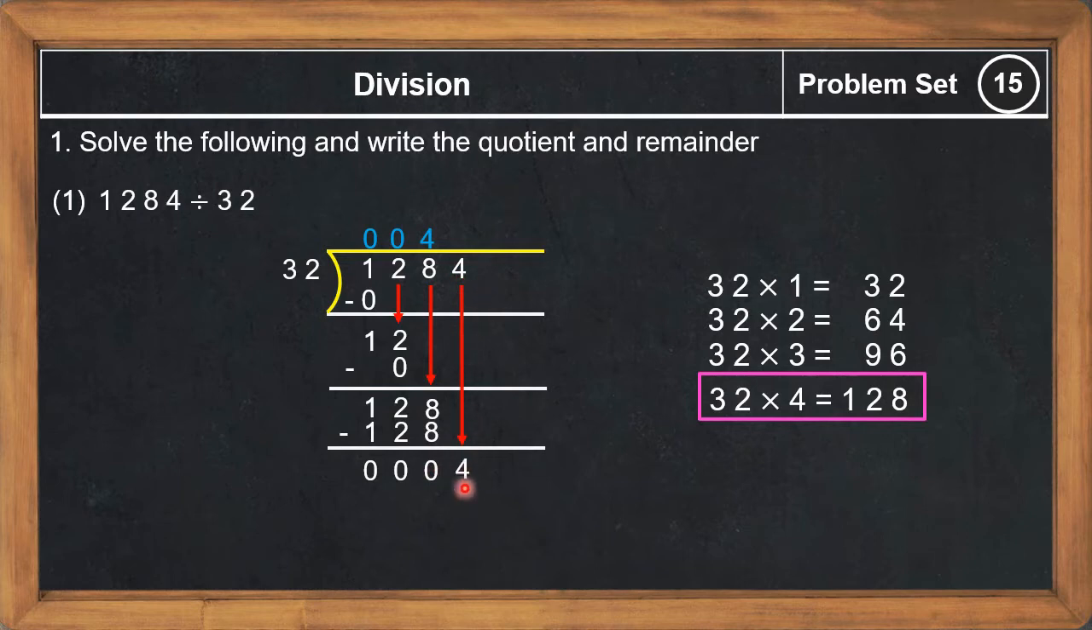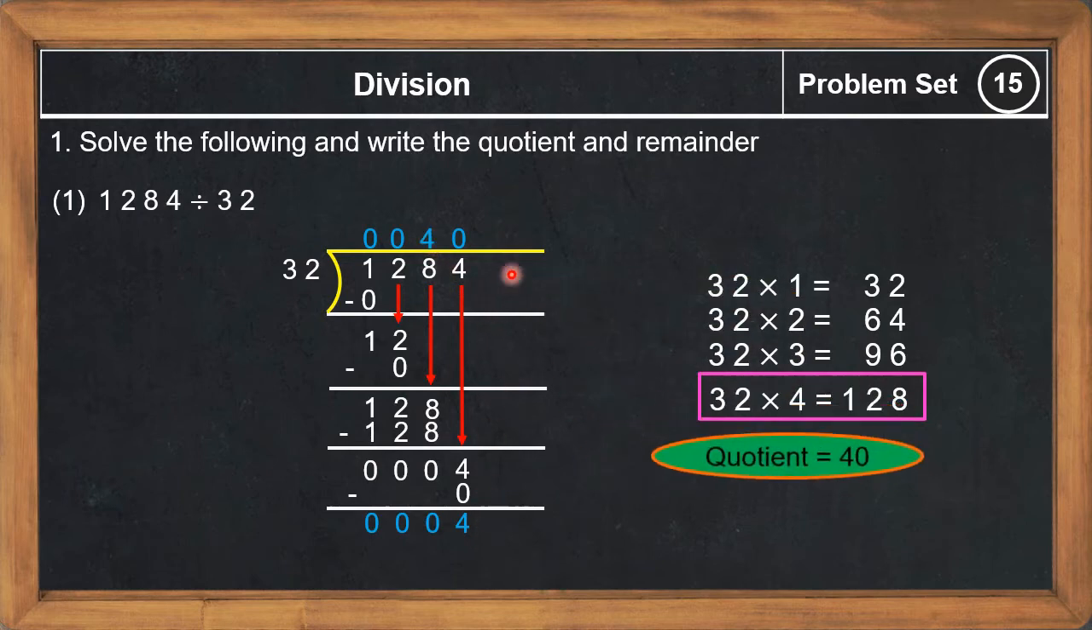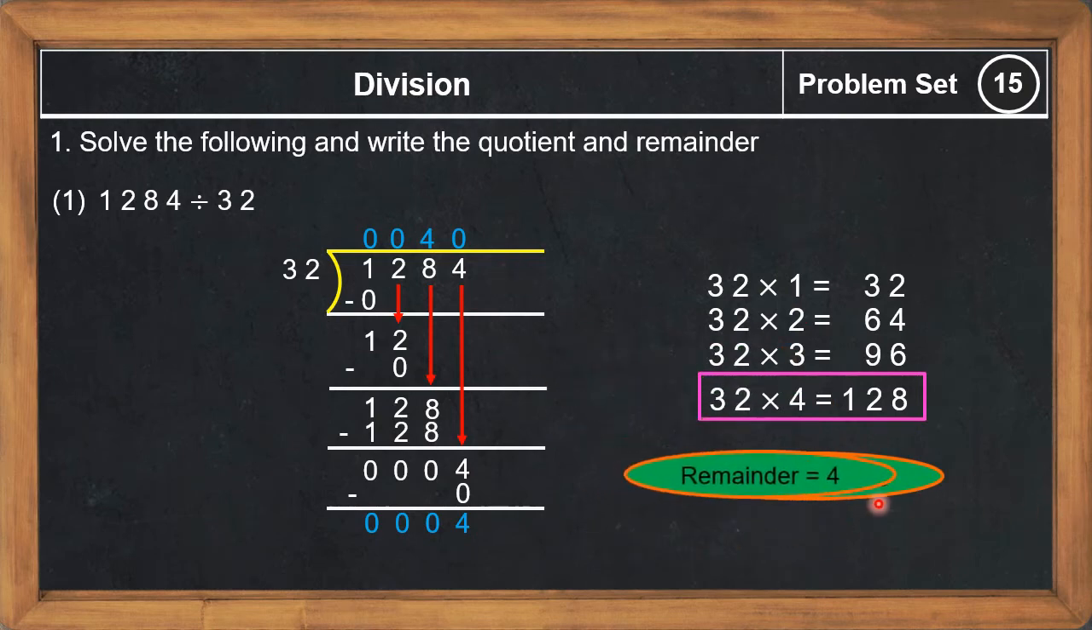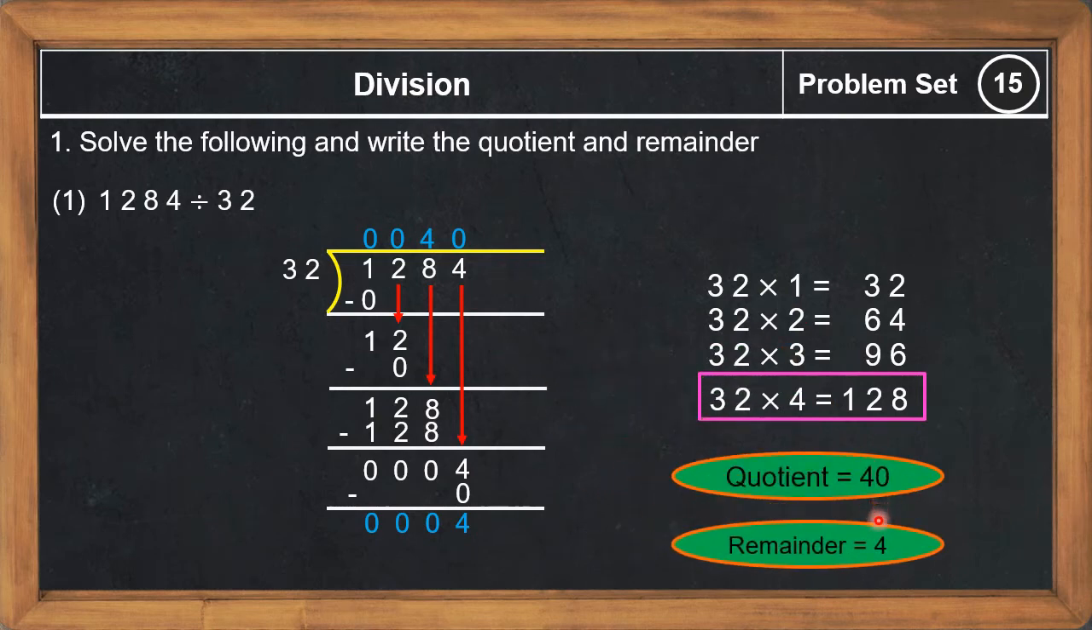Now the next step is to bring down the next digit in the dividend, that is 4. Now 4 is smaller than the divisor 32. So we write 0 in the quotient and we subtract 0 from 4, which is equal to 4. As there are no digits to bring down in the dividend, we have finished our division. So we get 40 as the quotient and 4 as the remainder.